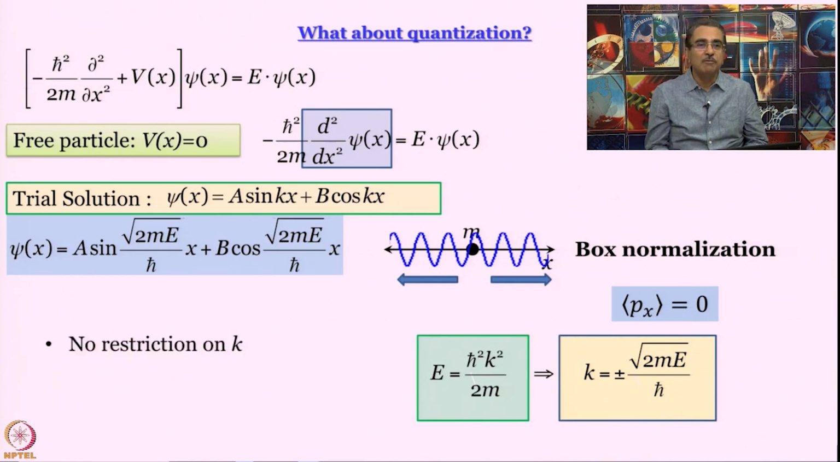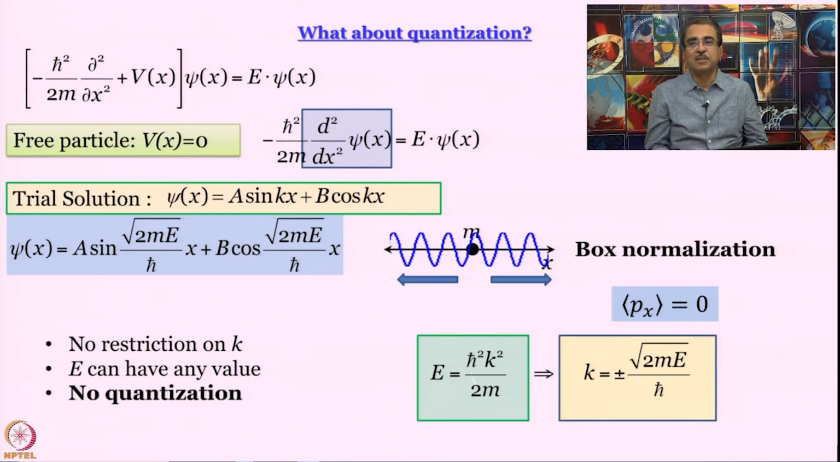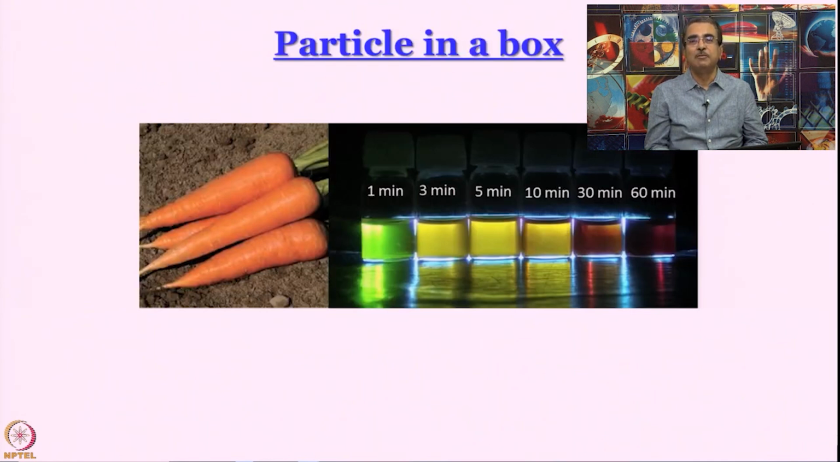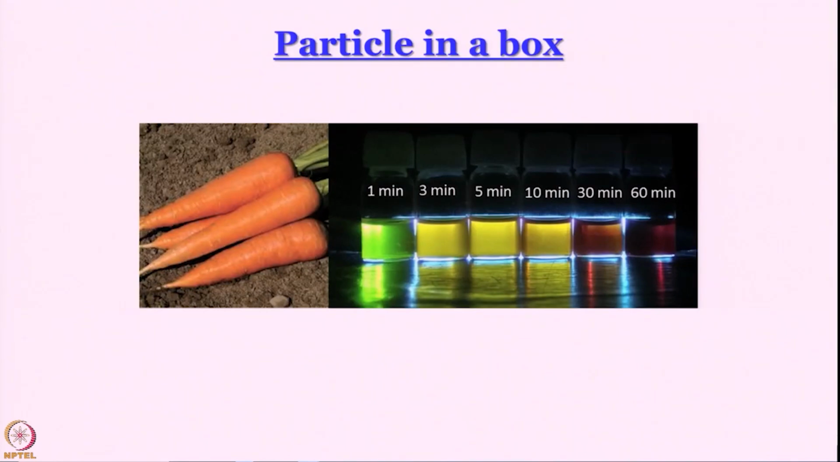Okay. So, what have we got so far? Is there any restriction on k? No. So, there is no restriction on E as well. So, for a free particle, the first quantum mechanical system we have studied, there is no quantization. Where will quantization arise from? If we confine the particle, if we put it in a box, we will see in the next part, in the next class, that quantization arises nicely.